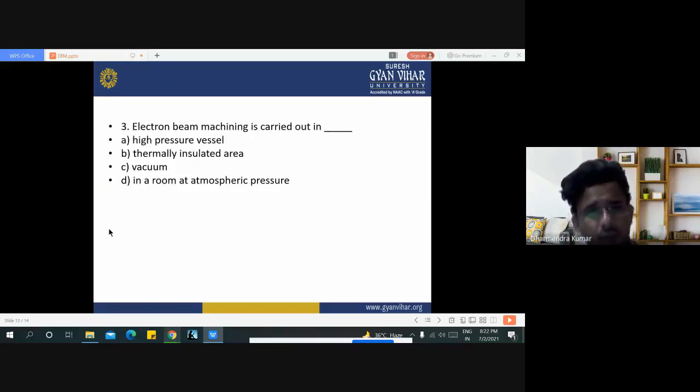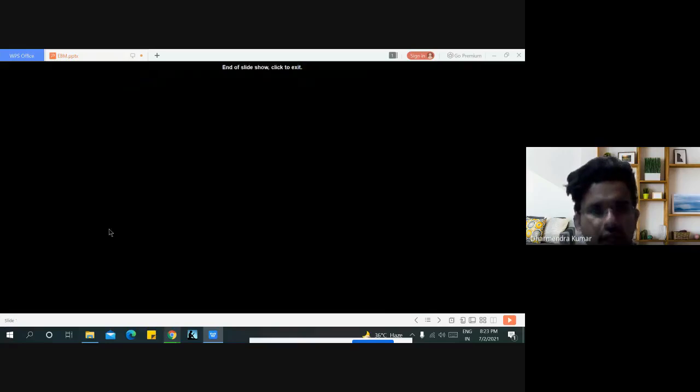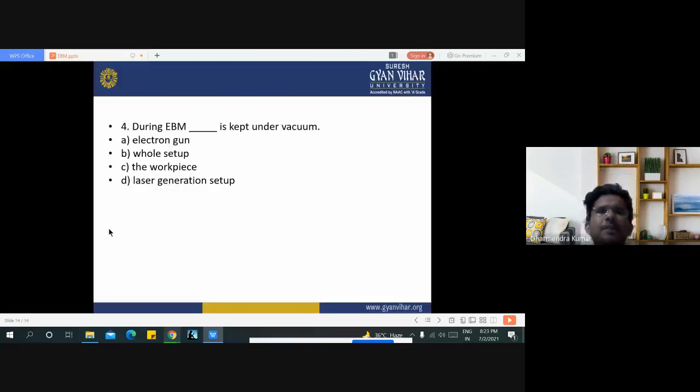Now another multiple choice question: electron beam machining is carried out in a high pressure vessel, a thermally insulated area, a vacuum, or in a room at atmospheric pressure. Then surely it would be a vacuum. We create the vacuum for better transmission of the electron beam to the workpiece. Our option is C.